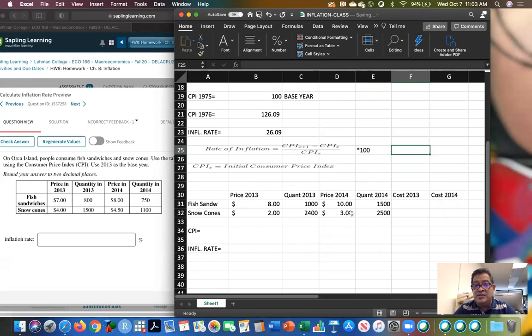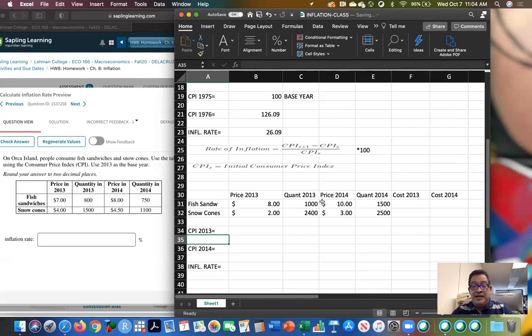This is price and quantity for 2 different years. So what we are going to do is find the CPI for 2013. We also can find the CPI for 2014, right? Very simple thing. We already did it.